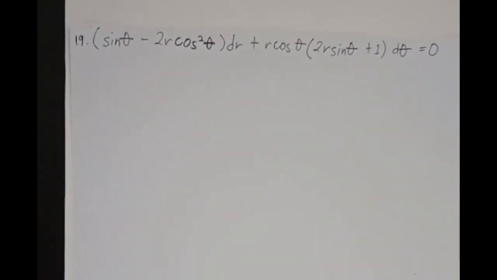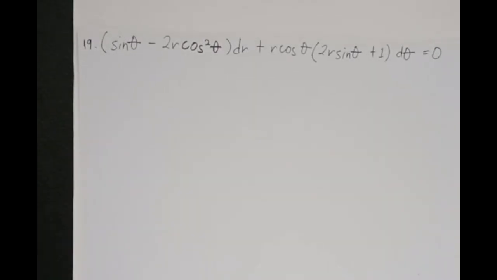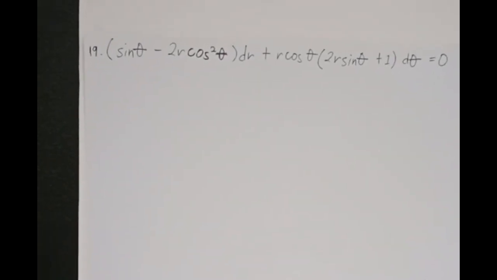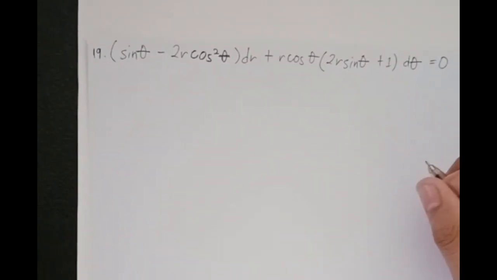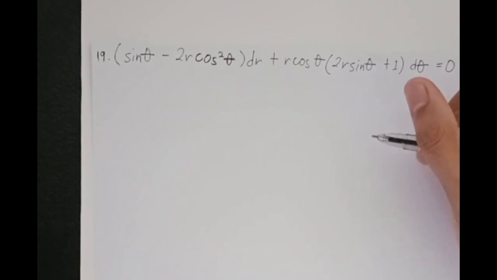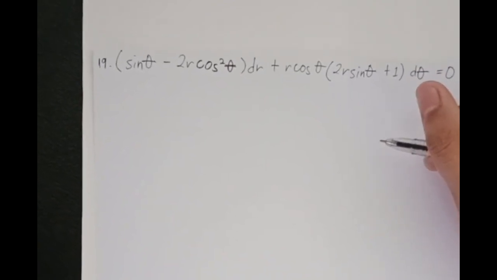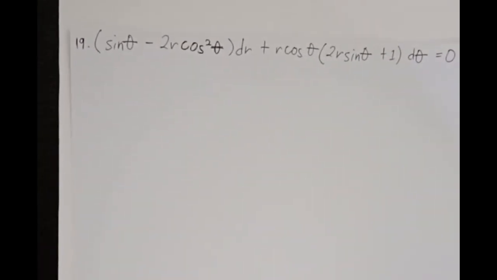So our next problem will be from the book Elementary Differential Equations by Rainville and Bedient, 8th edition. You can find this problem on page 34, number 19. We were given (sine theta minus 2r cosine squared theta) dr plus r cosine theta (2r sine theta plus 1) d theta is equal to 0.